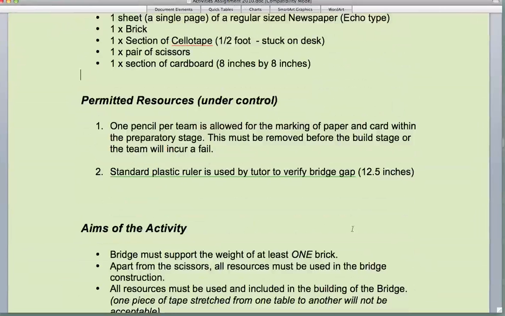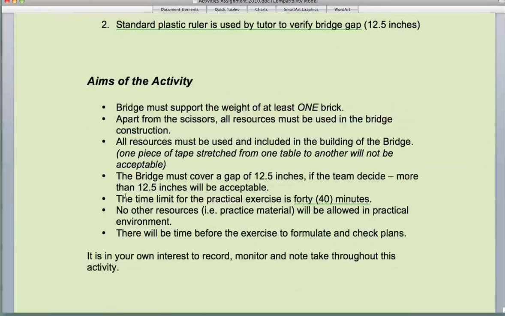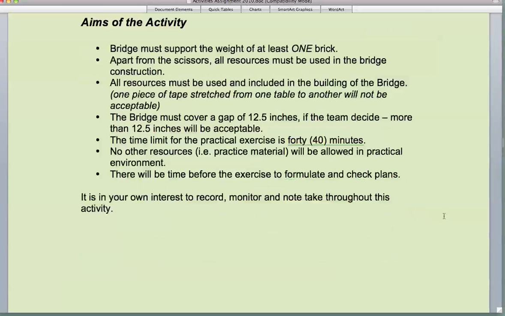Here we have the aims of the activity. Quite importantly, noting that it's 40 minutes from when we go into the room and you access your area with the resources laid out for you. That's the time we have to make this work, when all your planning and preparation and then monitoring and note-taking should be done. Okay, hope you enjoy this activity.